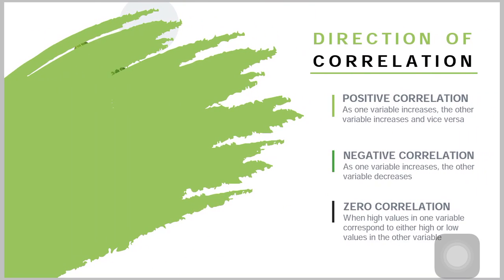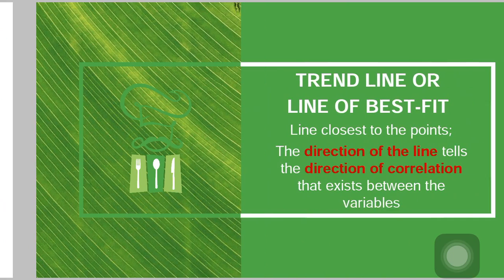The direction can be positive if the slope is positive and our trend line rises to the right. It's also negative correlation if its slope is negative, or we say if one variable increases, the other variable decreases. Its graph is going down, or we say it rises to the left. And if there are no indicators whether it goes to the right or goes to the left, we say that the direction is of zero correlation.